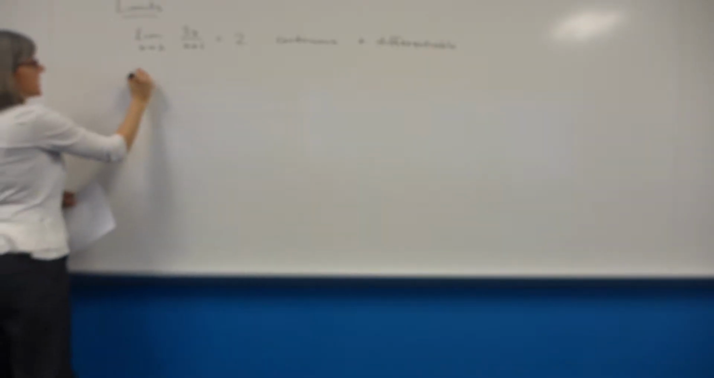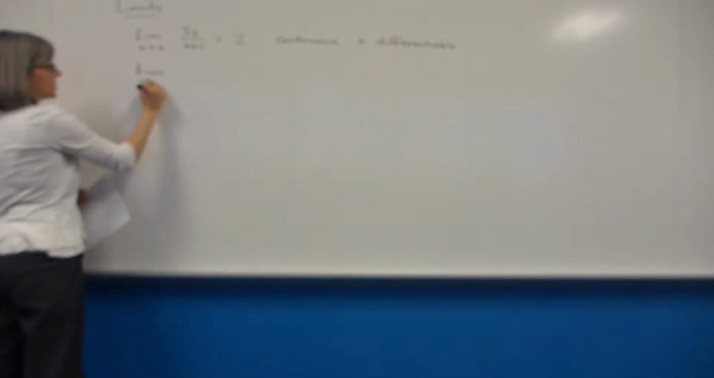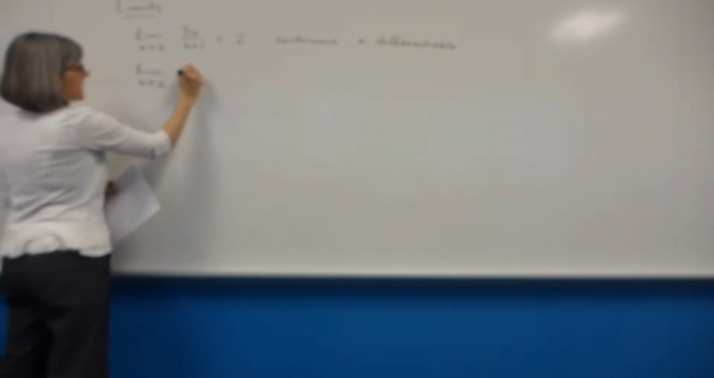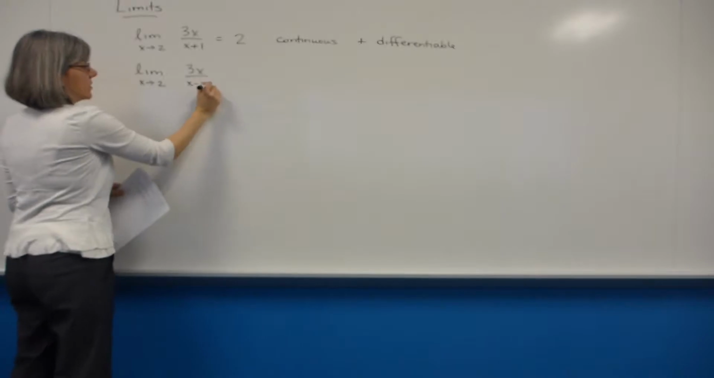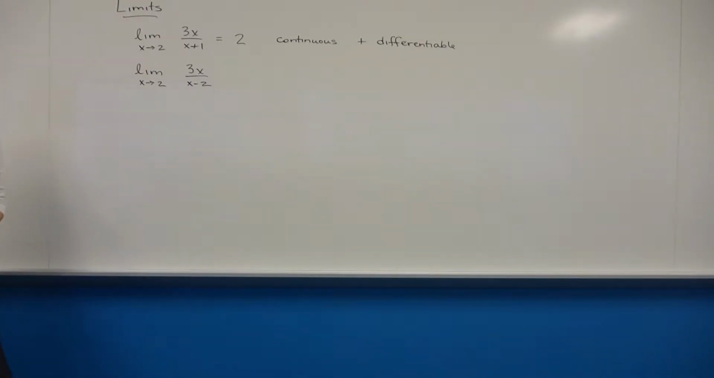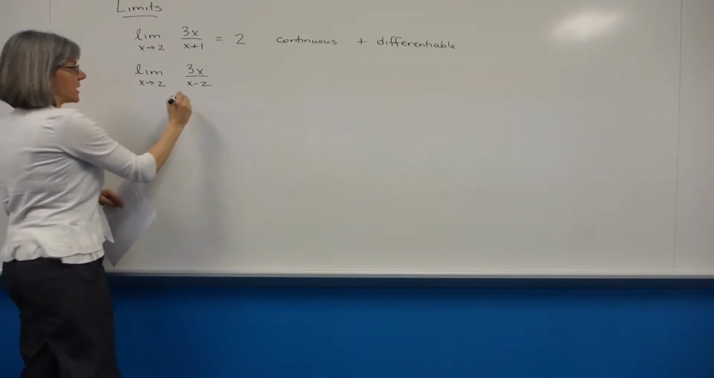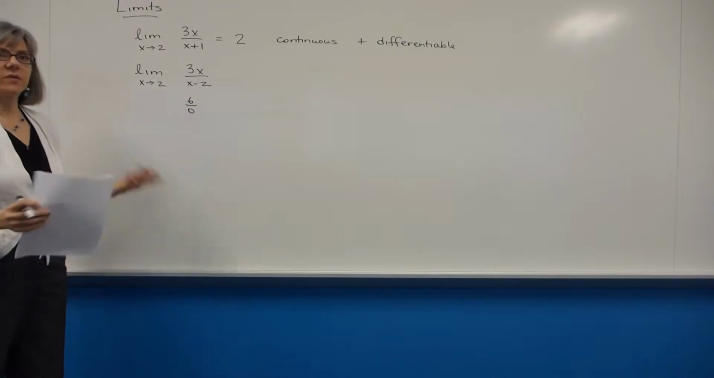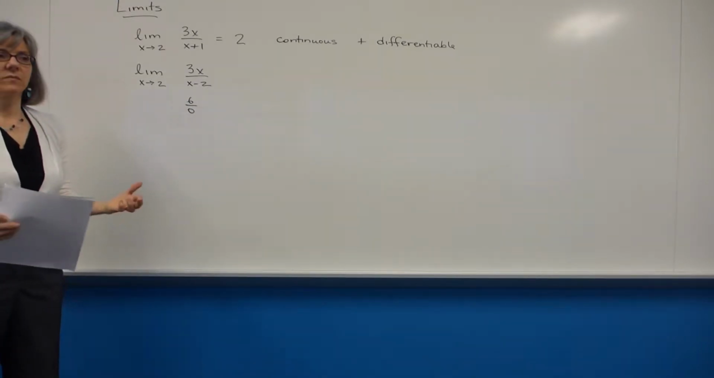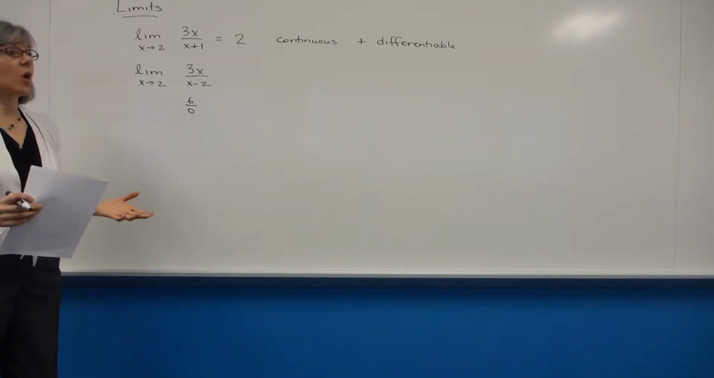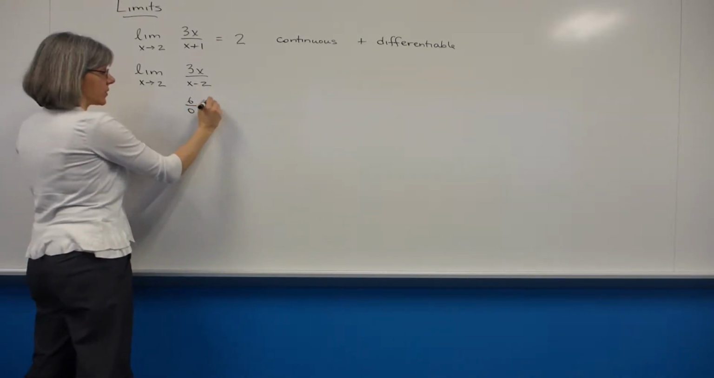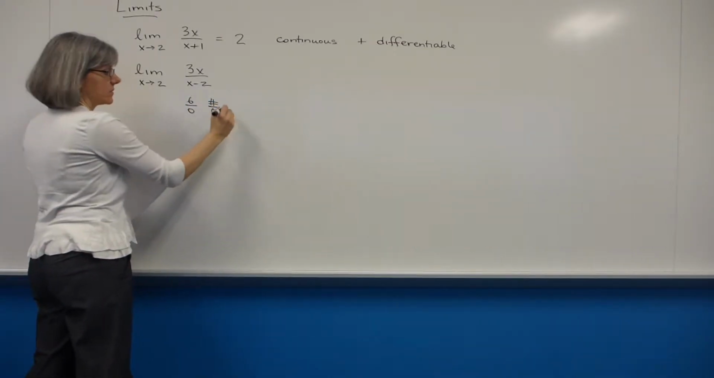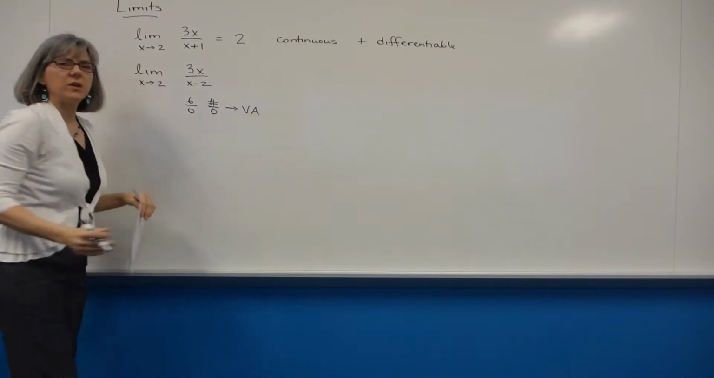All right, so let's look at this one. Limit as x approaches 2 of 3x over x minus 2. So the first thing we always do is try and plug in. When we plug in, we get 6 over 0. So anytime you get a number over 0, what do you know? Vertical asymptote. Any number over 0 tells you vertical asymptote.